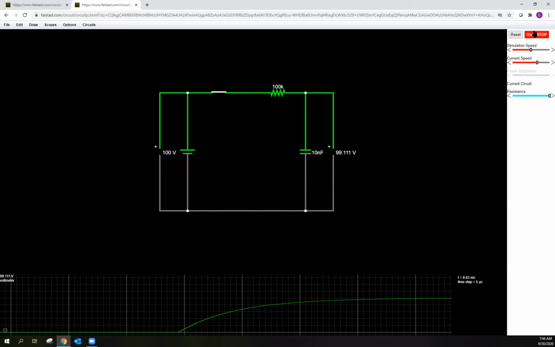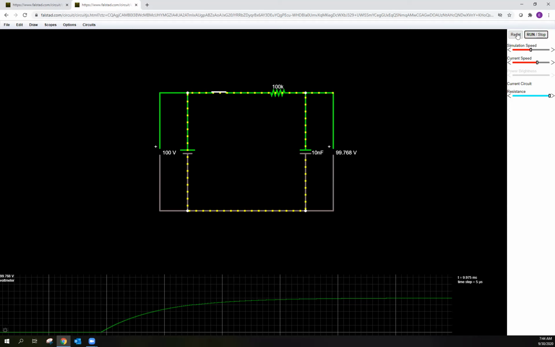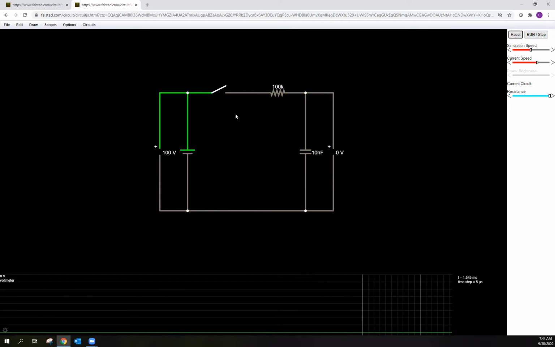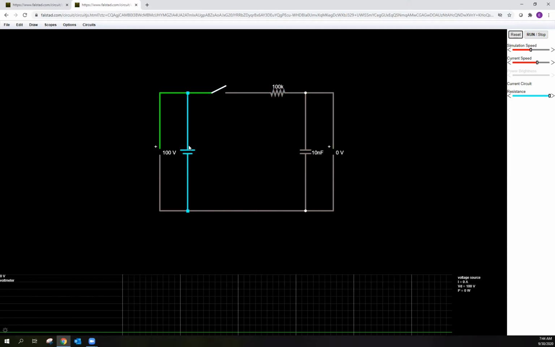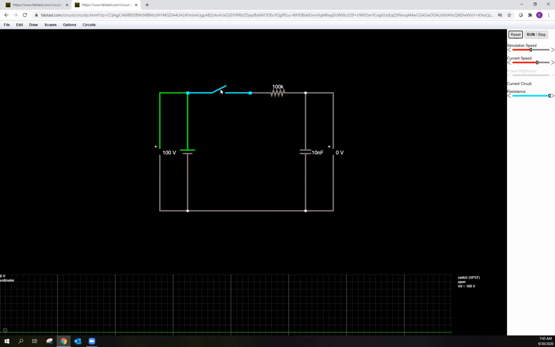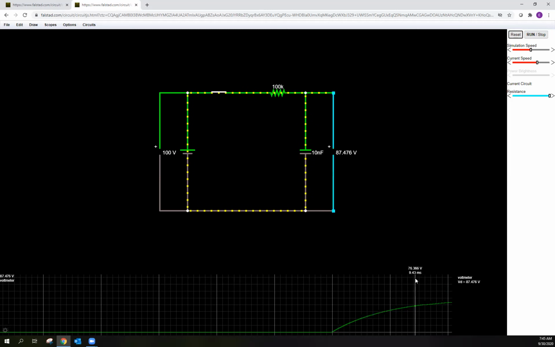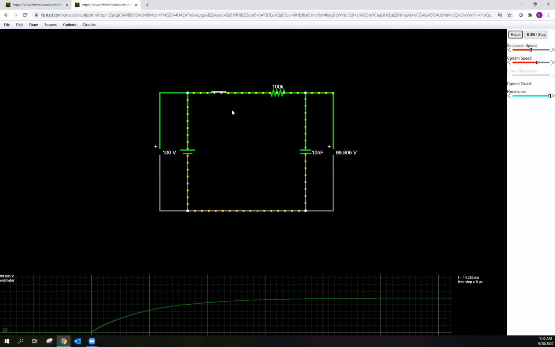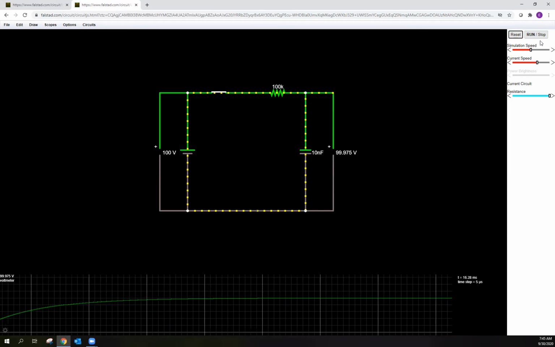Okay, and then here we can run it again. So run it again. I'm going to open the switch. I'm going to reset it. Okay, reset the simulation, and notice I have the same values in here. When I hit this, the voltage is going to rise, right? And the voltage in the capacitor charges up, and then there's no current. We're back to steady state again.